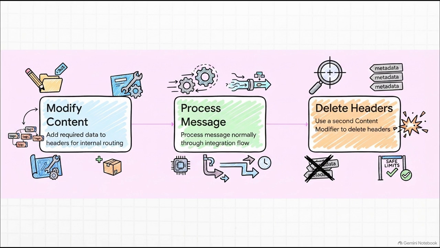Right before the message leaves the system, you set up a second modifier on a search and destroy mission to strip away all the headers that shouldn't be handed over. This deliberately strips away the excess metadata and guarantees your header size stays well within those safe limits.